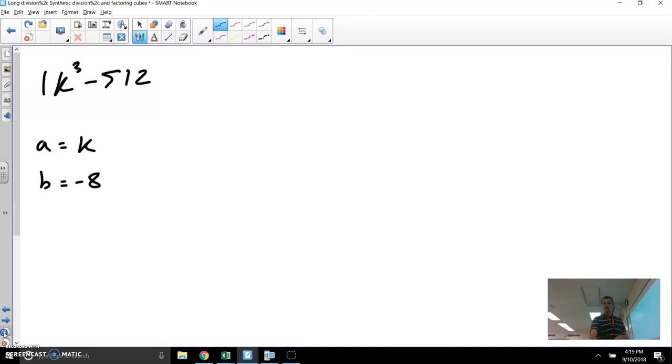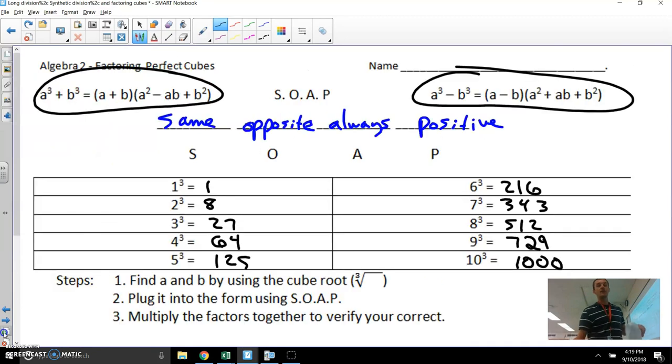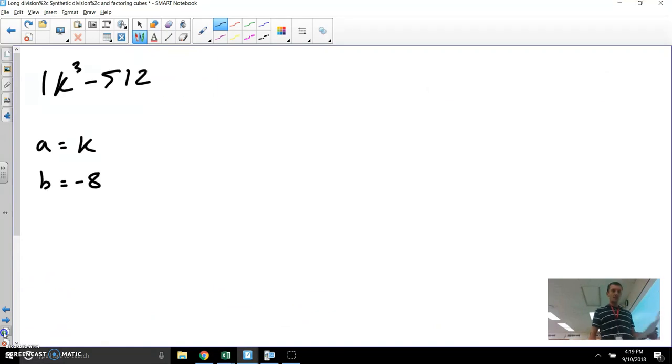And so that's where we took some time today to fill in this chart where we can say, okay, 1 cubed is 1, and then 8 cubed is 512. That can help you once you memorize those numbers. So let's give it a shot.